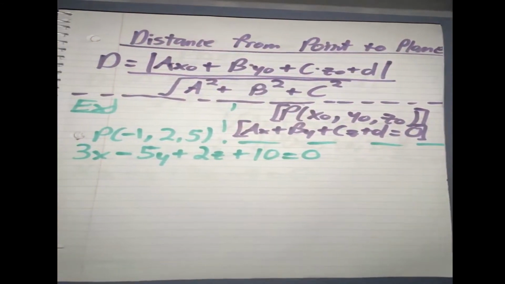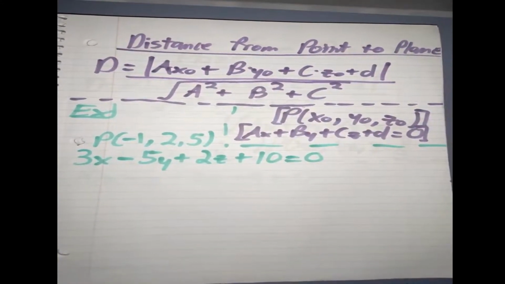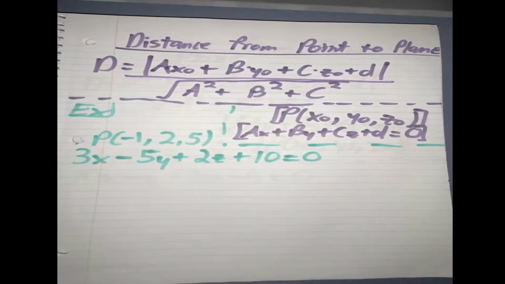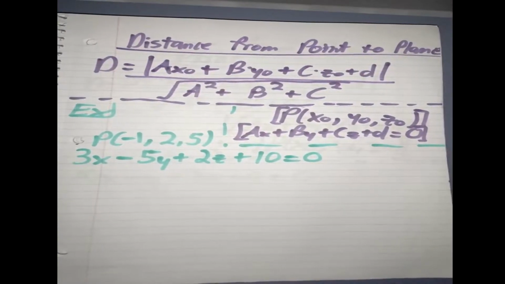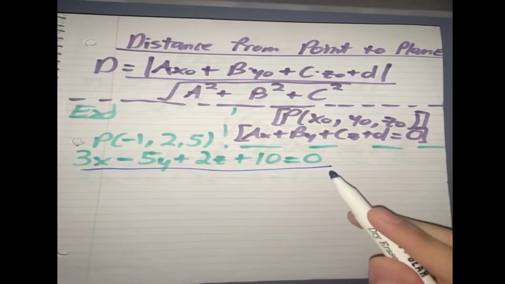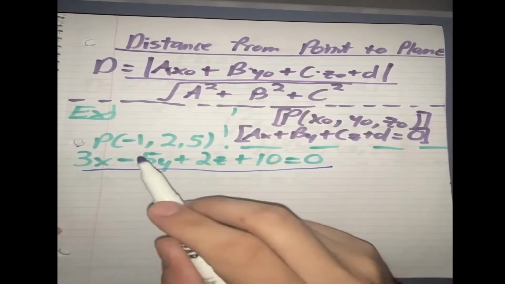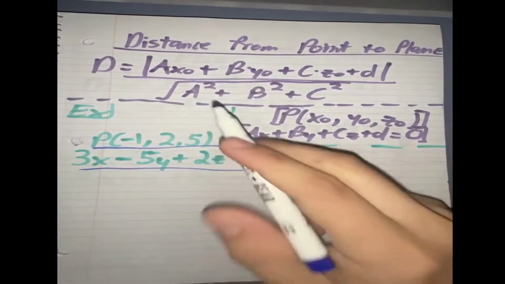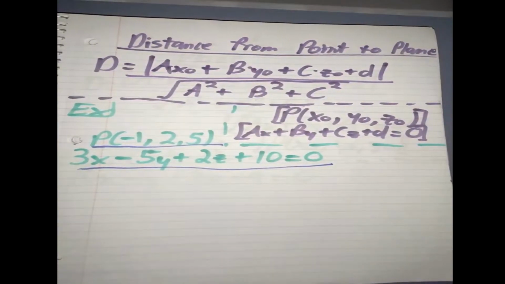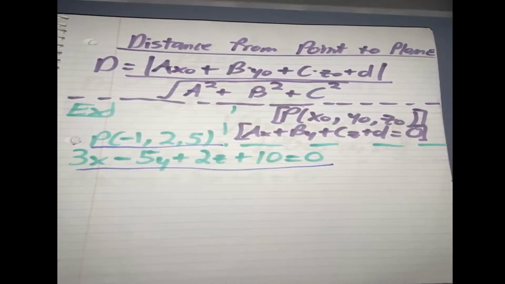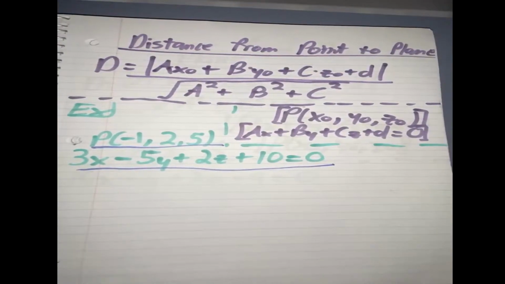Hello guys, so in this example we're going to go over how to find the distance from a point to a plane, and basically the underlying concept is to just identify what your plane is, which is this equation right here. Identify what your point is, which is this right here, and then we plug them into this formula that we see. The distance is equal to the absolute value of A times x naught plus B times y naught plus C times z naught plus D, divided by the square root of A squared plus B squared plus C squared.